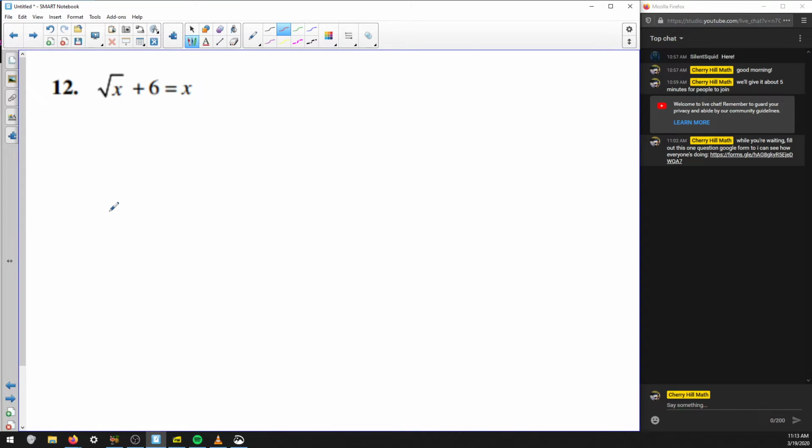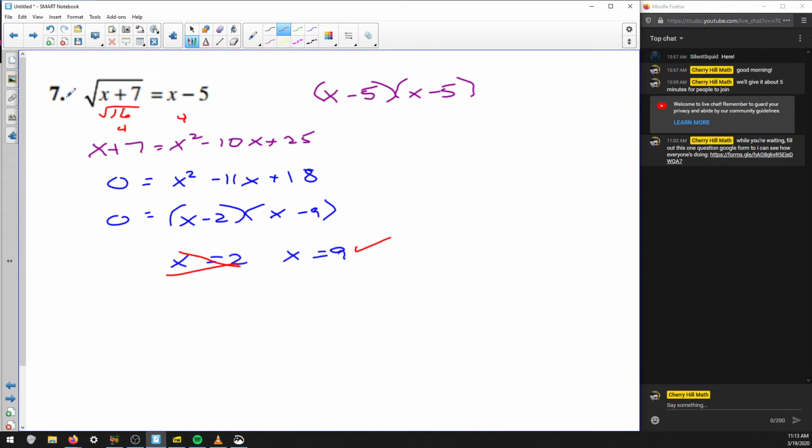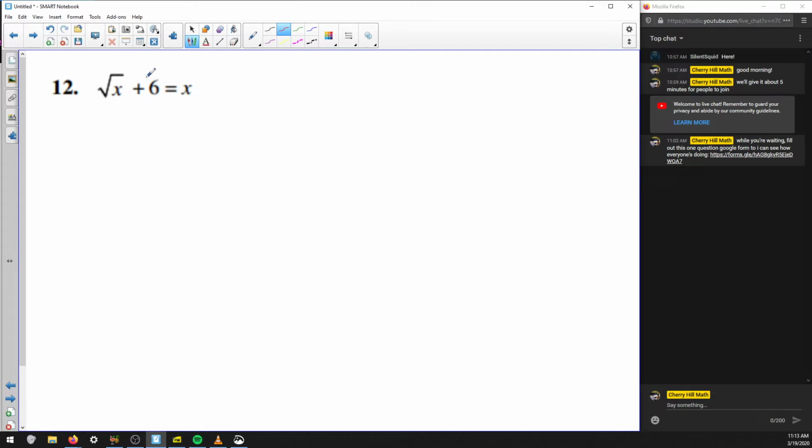The next one is problem number 12, which is very similar with the one exception that before you can square, let's take a look at this one real quick. The very first thing I did was square both sides, and I could do that because the left-hand side was just the radical, nothing on the outside. On the right, this plus 6 is an issue. So the first thing I need to do is move the plus 6 to the other side and make it a minus 6. So it'll look like the square root of x equals x minus 6. And that would be my problem.